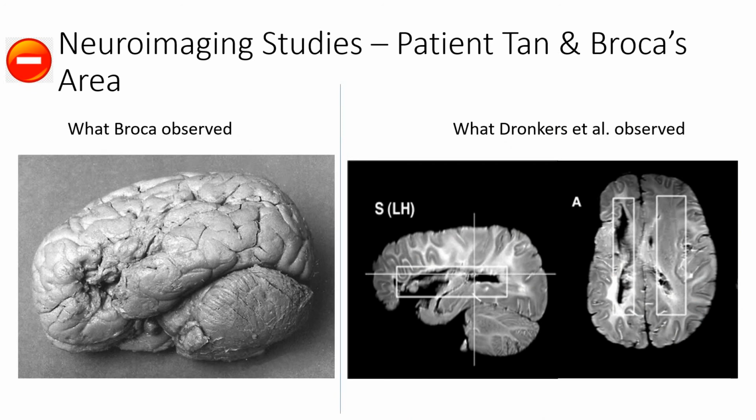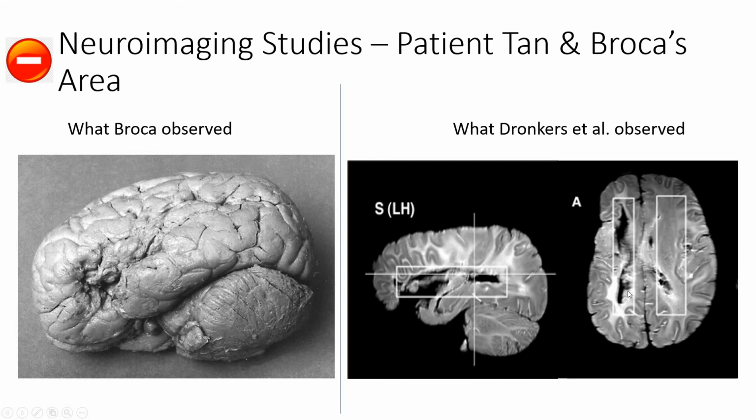So this is the actual brain of patient Tan, the guy who could only say Tan over and over again. You can see here, this is the front of the brain, this is the back. And you can see here, this is Broca's area. The most obvious damage is here. But if you look at Dronkers et al., what they found is that you actually have massive amounts of damage here further towards the back, which you can't see just by looking at the brain in the same way that Broca did. He just looked at the brain.